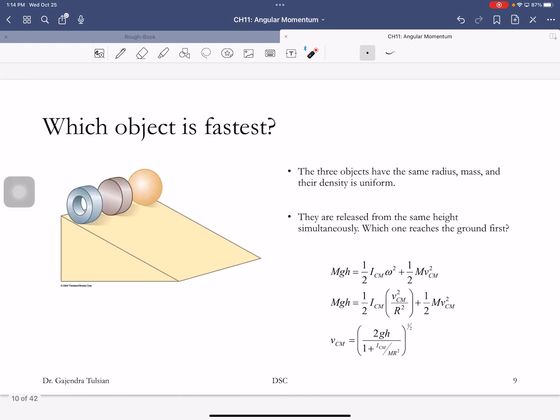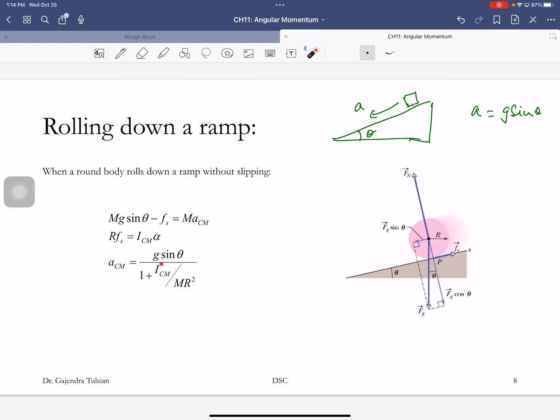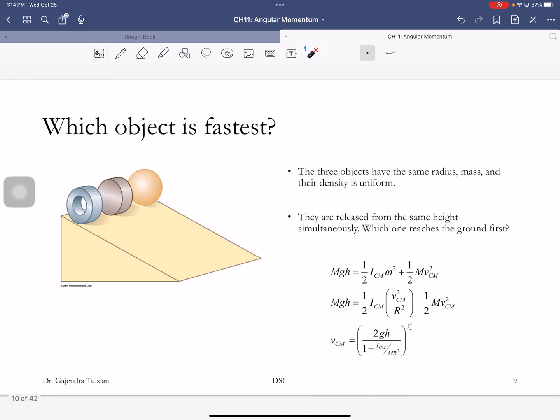So again, the greater the moment of inertia, the smaller the acceleration, the smaller the rate at which the speed builds up. So when is the moment of inertia greater? For an object, if the mass is spread out further from the axis of rotation, then the moment of inertia is greater. So here are three wheels, I mean, this is a sphere. They have the same mass and same radius.